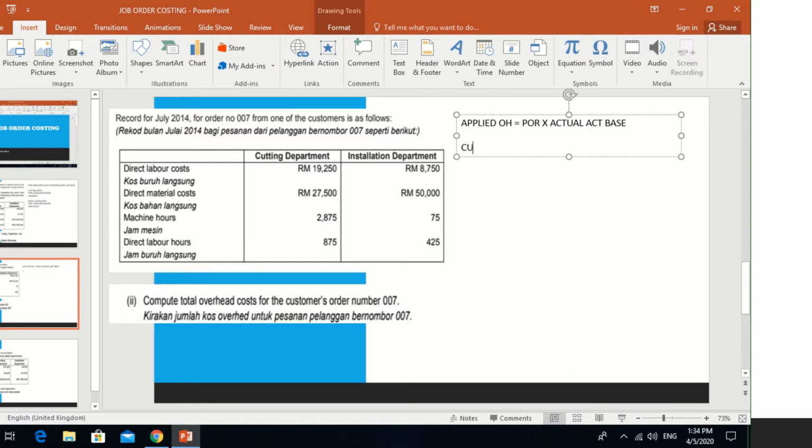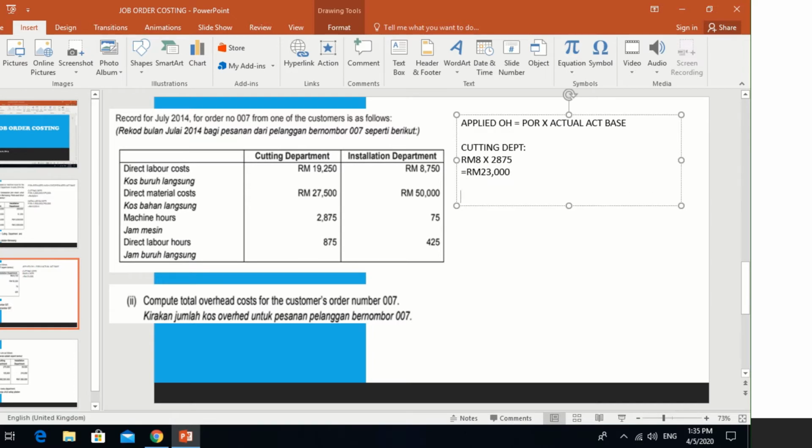Okay, so for cutting department, POR yang kita dapat tadi RM8 multiplied by actual activity base iaitu machine hours. Actual machine hours for cutting department is 2875 hours. So the answer is 23,000 ringgit. So this is the answer for cutting department for applied overhead cost.